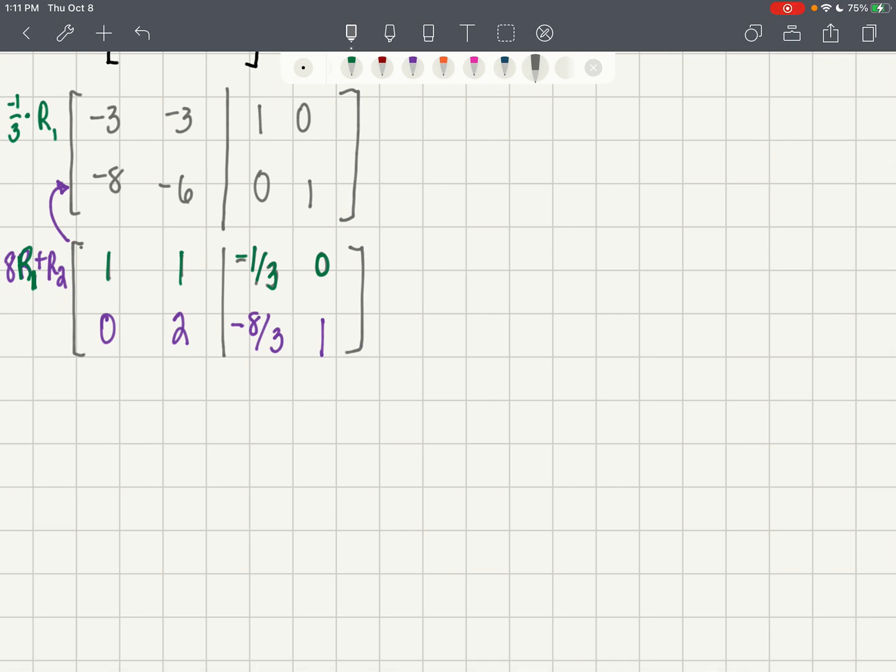Now I need to get this second row to be 0 and then a 1, not 0 and then a 2. So I'm going to multiply this row 2 by 1/2. And this is where I'm going to take a break because I don't want to be doing too much in my head at one time. So I'm going to keep row 1 right there, and then row 2 is going to become 0, 1, -4/3, half of 8/3 is 4/3, and then 1/2.